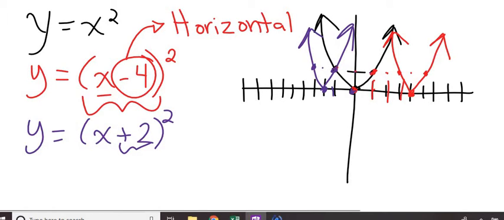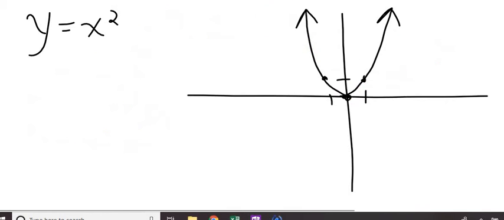Now what if it's reflected? Let's look and see what it looks like if it's reflected. Let's look at a reflection. What does that look like? The reflection about the x-axis is going to be if you have a negative sign, if that x squared is now a negative x squared.